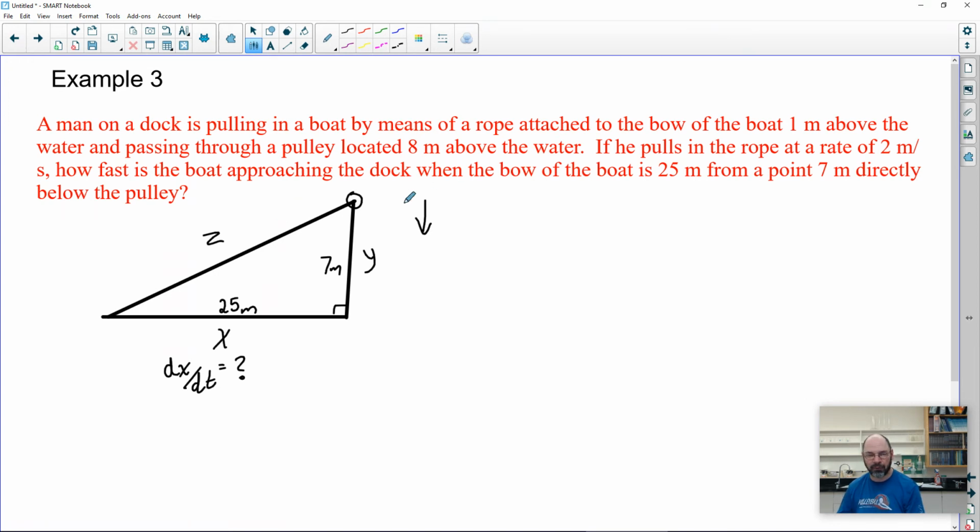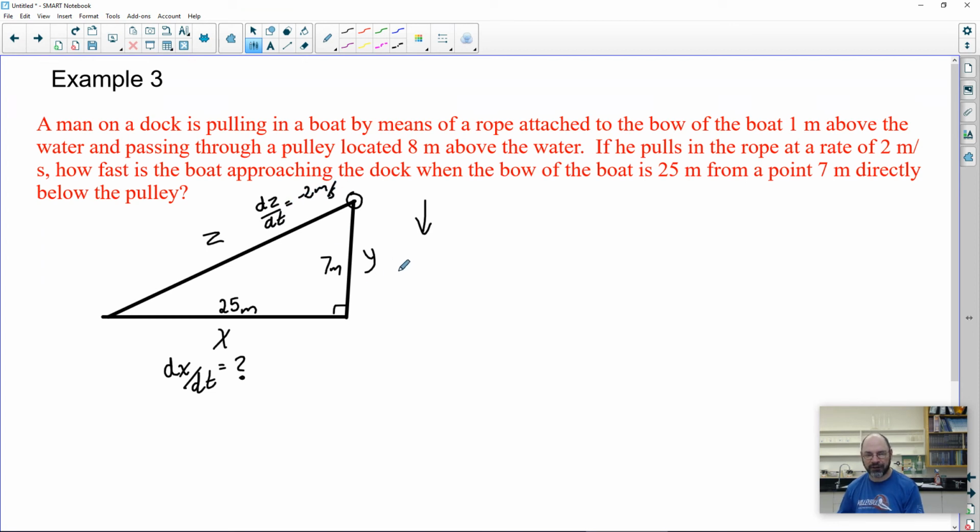It's 2 meters, he's pulling here. So this means that his dz/dt that he's pulling here, if you think about it, it's 2 meters a second, but which way is it going to be getting shorter or is it going to be getting longer? Well, it should be getting shorter. So dz/dt equals negative 2 meters a second.